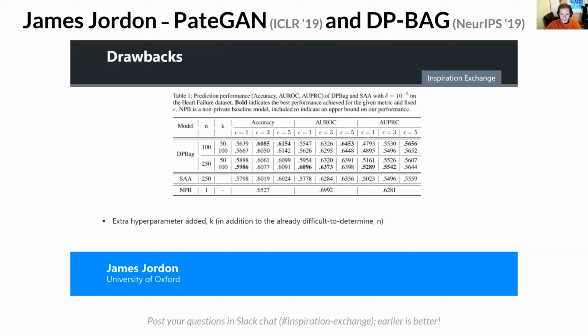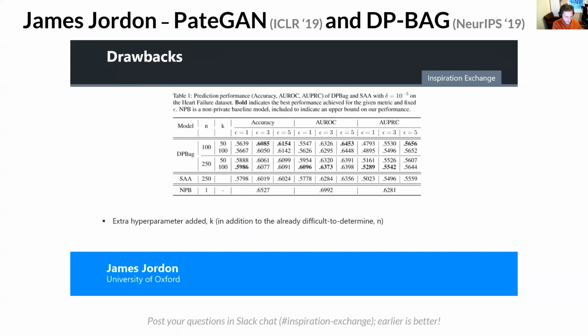In addition to n, DP-bag introduces another hyperparameter k, which makes the situation even more difficult. Fortunately, our results show that for the settings of n for which DP-bag outperforms subsample and aggregate, it does so for all tested values of k, indicating that even if we don't tune k, we can hope to outperform subsample and aggregate by using DP-bag.